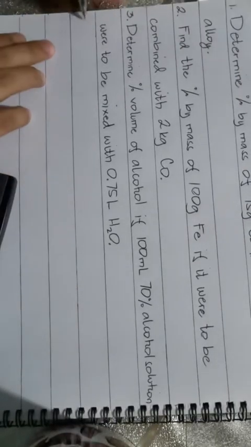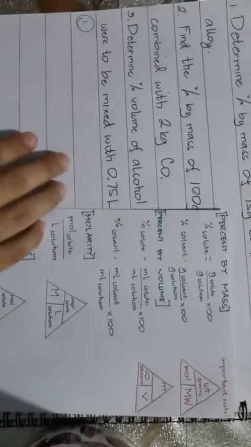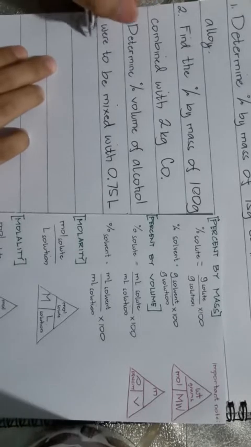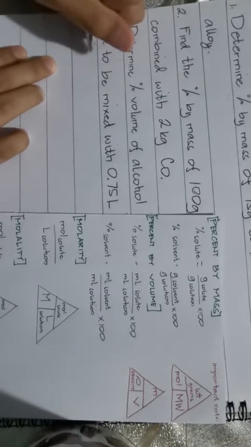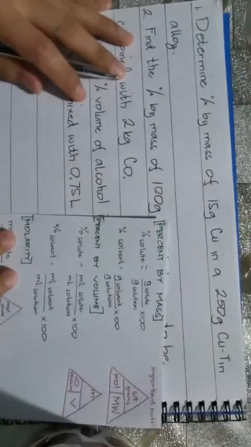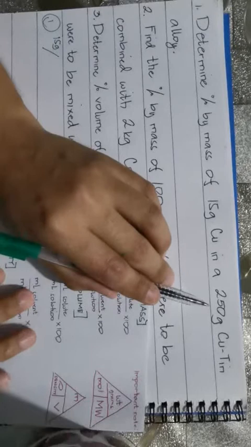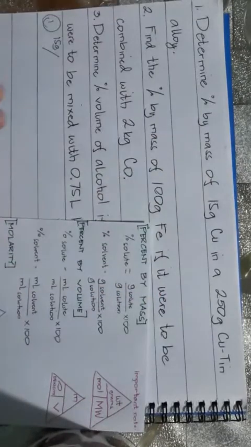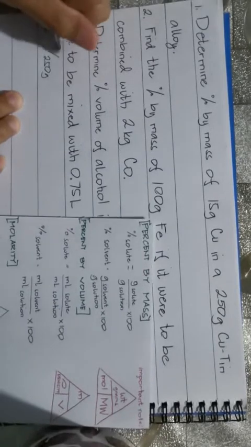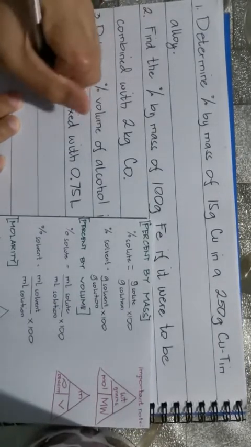So, for number 1, determine the percent by mass of 15 grams of copper in a 250 gram copper tin solution. Now, our formula calls for the grams of solute divided by the grams of solution. The grams of solute is 15 grams, divided by the grams of the solution. Now, in this question, given na ang ating grams ng solution, which is the 250 grams ng copper tin. So, 250 grams. Now, cancel grams and then times 100.